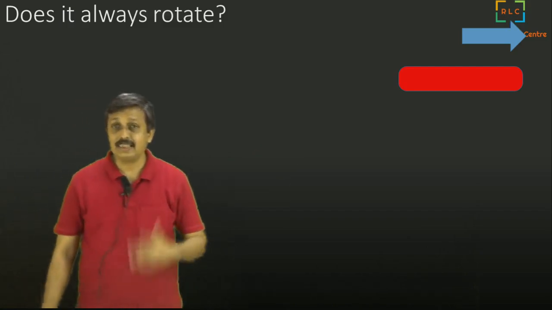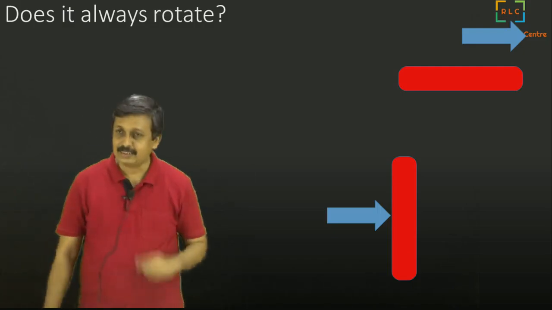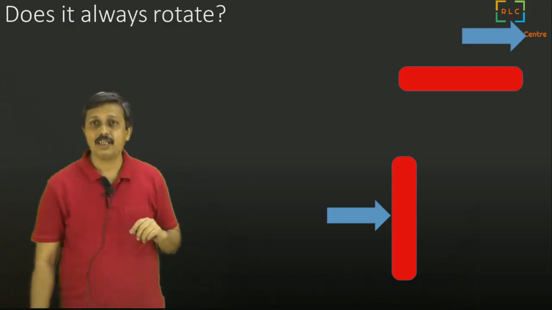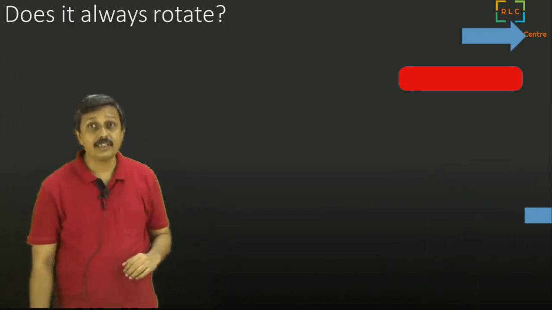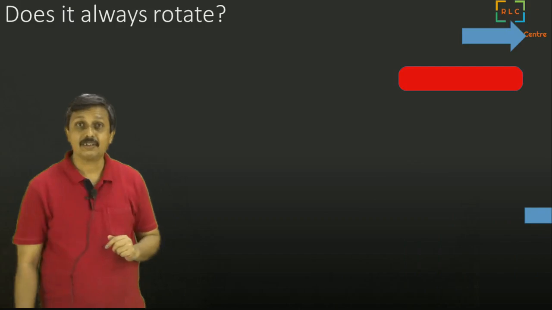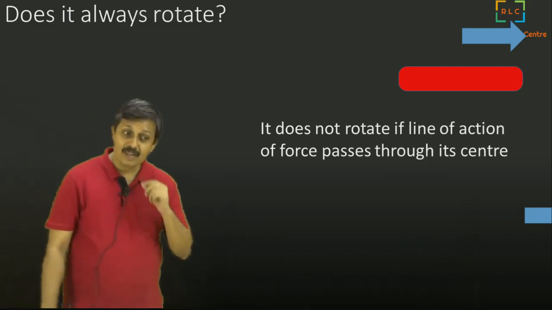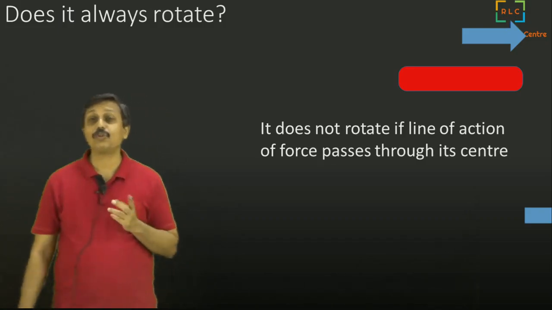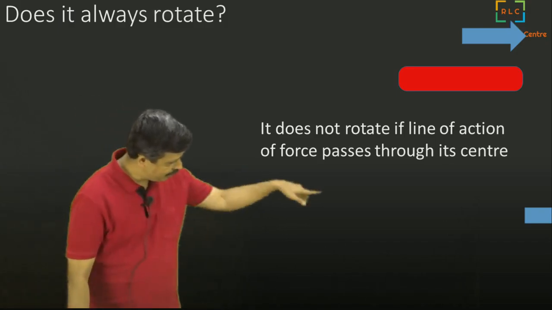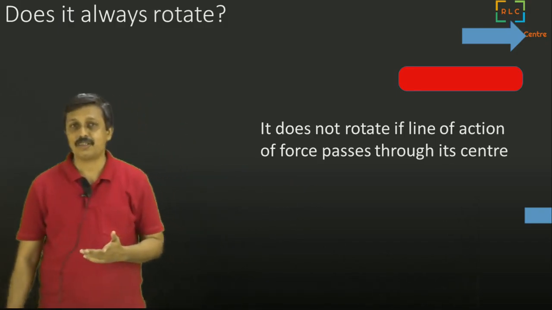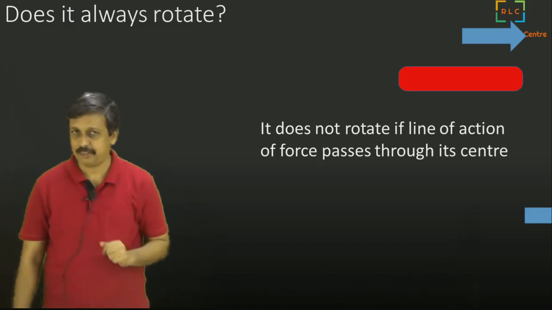We have seen that whenever you push an extended object like this, it rotates. But does it depend on where you apply the force? Suppose I apply the force exactly in the center and push, then it is not actually rotating, it is moving like a point object. So whenever it does not rotate, the line of action of the force, if you extend it, passes through the center of the object. When that happens, it does not rotate, it moves straight.